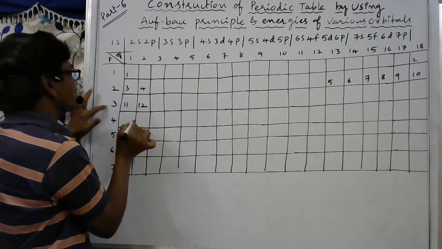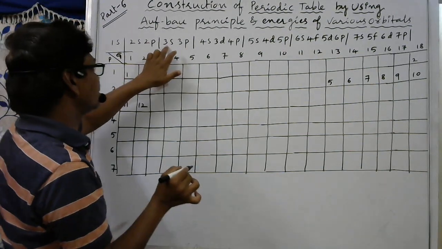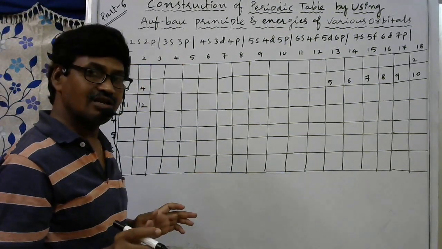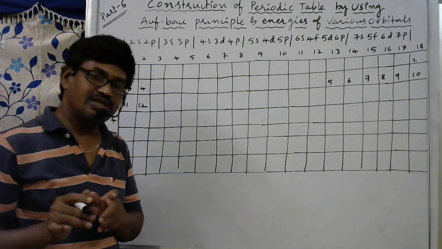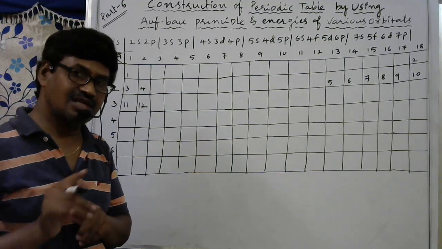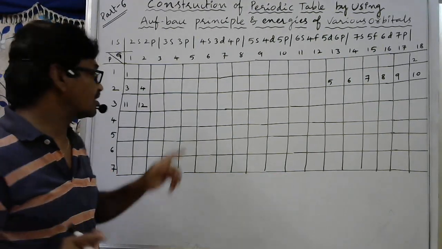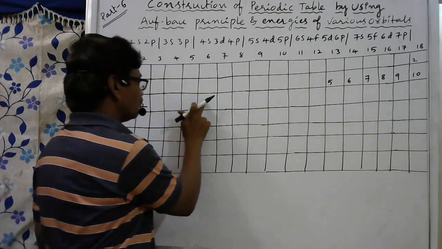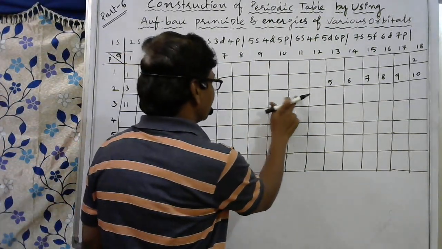12th. Then again here you can observe 3s, 3p. It starts with 3s and ends with 3p. In between these there is no d orbital. For the d orbital there is accommodation for 10 electrons, and 10 electrons means 10 elements, and 10 elements means 10 boxes here. We have to leave 10 boxes again from here. 1, 2, 3, 4, 5, 6, 7, 8, 9, 10.